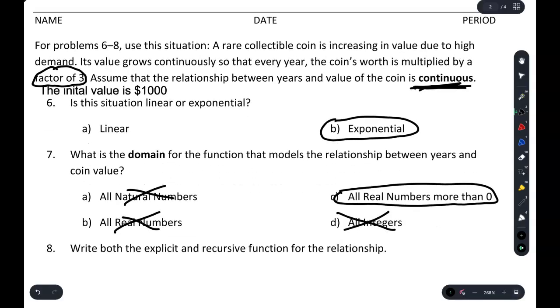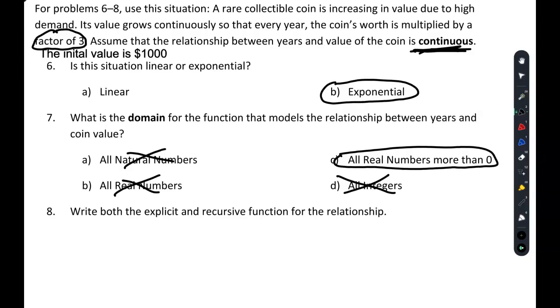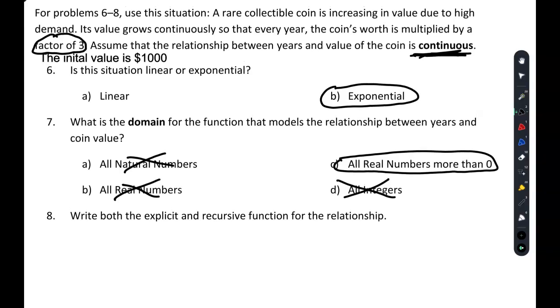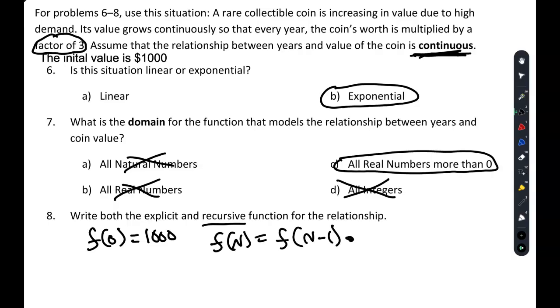All right, this next part, same question. They want us to write both the explicit and recursive function. Okay, the explicit and recursive function. So I'm going to start with the recursive. All right, the recursive, we're going to have the initial start point, in this case f of 0, year 0, right? And that's going to equal 1,000. And then f of n, which is the next term, is equal to the previous term, f of n minus 1, times 3. So we're multiplying each term by 3. That's the recursive.